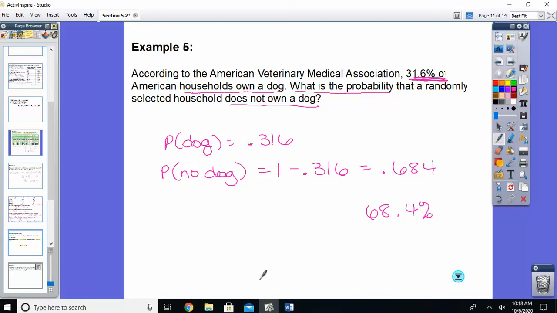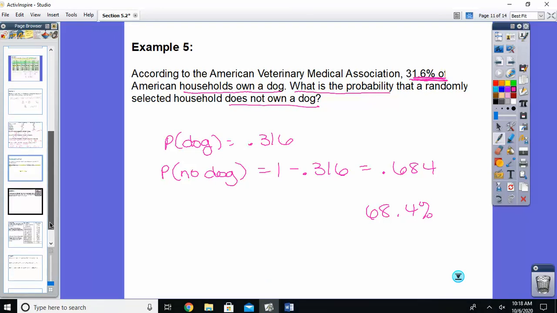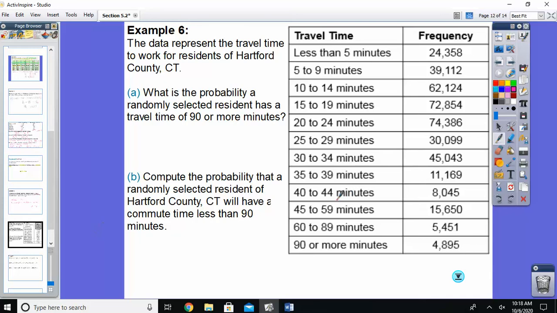The next one is another table. It's a long one though, so don't copy down the whole table. I just want to do a couple quick examples from it. So this tells us travel times for a particular county. I want the probability a resident has a travel time of 90 or more minutes. So I have the frequency for that. What else do I need here? We need the sum of all of those. Okay.